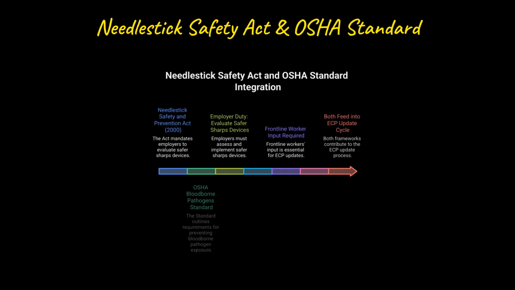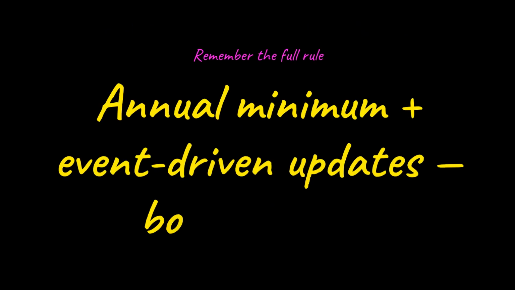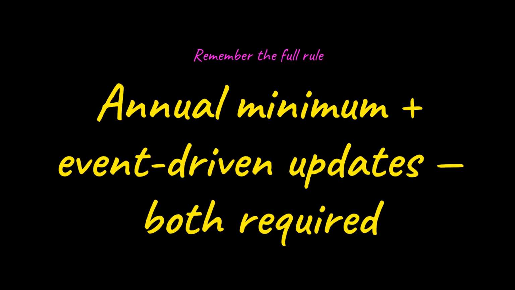The Needle Stick Safety and Prevention Act of 2000 reinforced the bloodborne pathogen standard by requiring employers to actively evaluate safer sharps devices and document that process. Because safer devices reach the market every year, a static plan written once quickly becomes obsolete, which is exactly why the event-driven update rule exists alongside the annual minimum. A plan reviewed only once and never updated again fails the standard. The right answer always pairs the annual minimum with event-driven updates whenever work conditions change, because either half alone leaves a gap in worker protection.